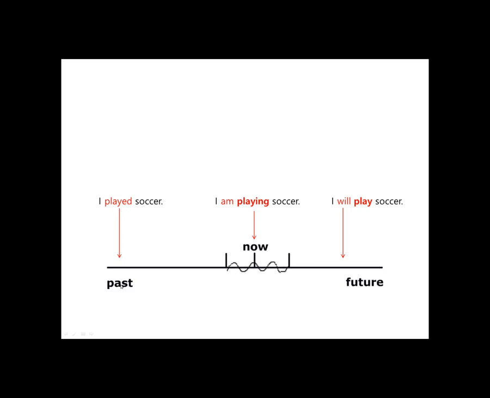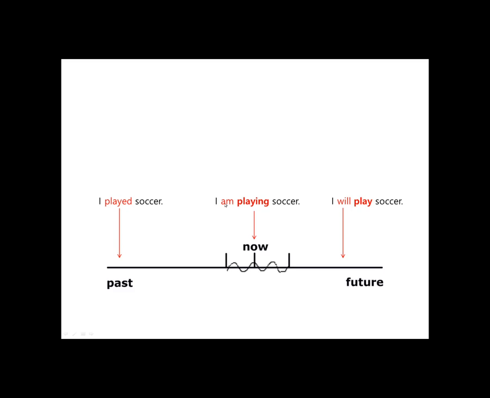I played soccer. So we know that's in the past and it's finished. I played soccer. It's done. It's not happening now. Future simple may be something I plan to do later or is definitely going to happen. I will play soccer. So this is future, something that will happen in the future. It's not happening now, and it didn't happen in the past. This is future simple, so it's a future plan or something that will definitely happen in the future.